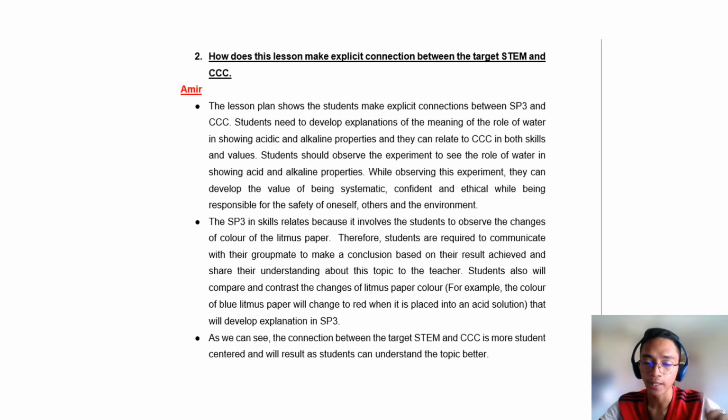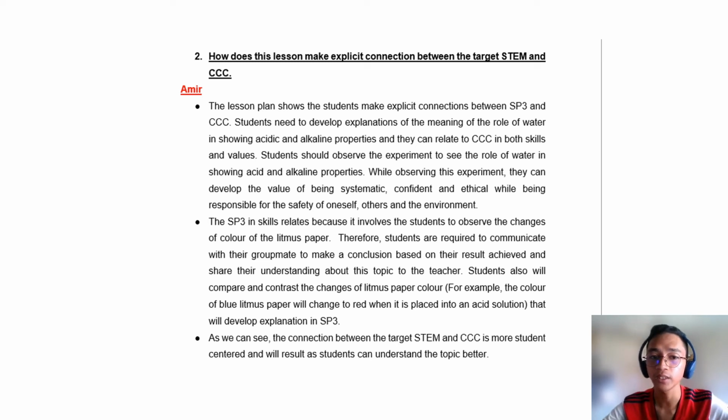Okay, so the lesson plan shows the students make explicit connection between SP3 and cross-cutting concept. Students need to develop an explanation of the meaning of the role of water in showing acidic and alkaline properties, and they can relate to cross-cutting concept in both skills and values. Students should observe the experiment to see the role of water in showing acid and alkaline properties. So here the teachers have to give an experiment so that the students can see and analyze the role of water in showing acid and alkaline properties.